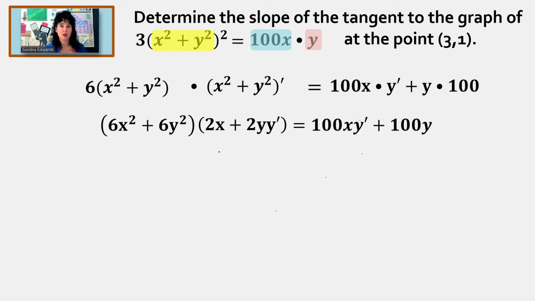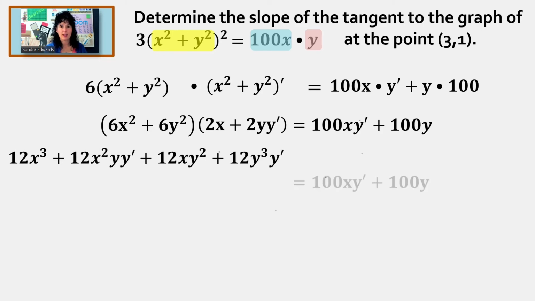On the left-hand side here, okay, we're going to FOIL. So if I FOIL all of that, I'm going to have these 4 terms coming in. And then it's still equal to the same thing.